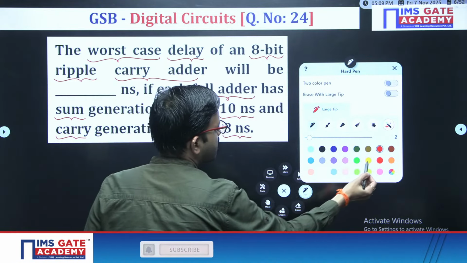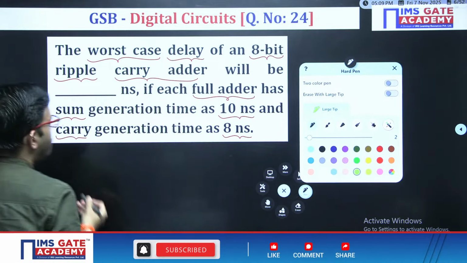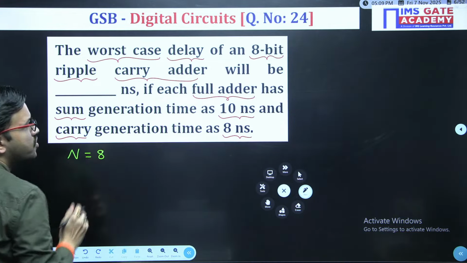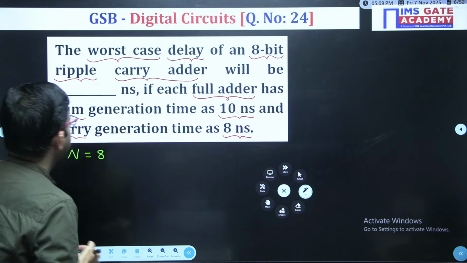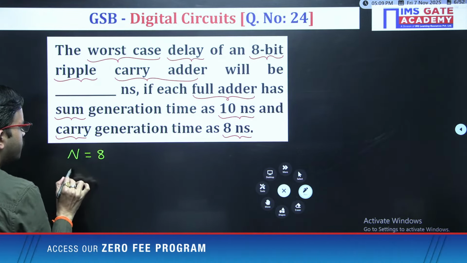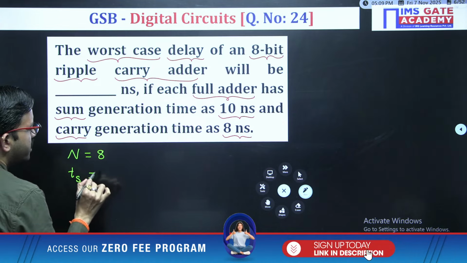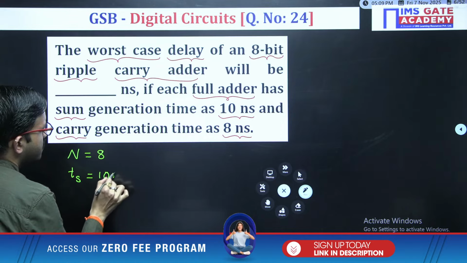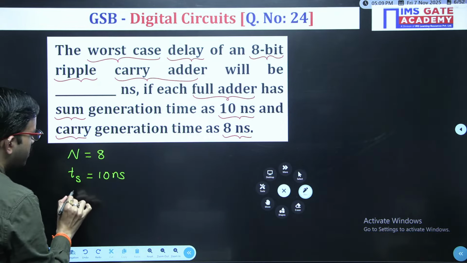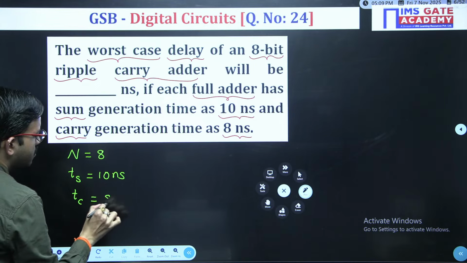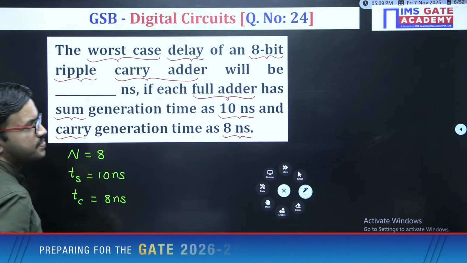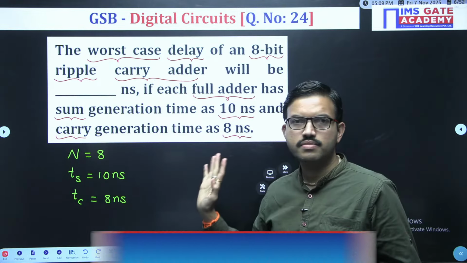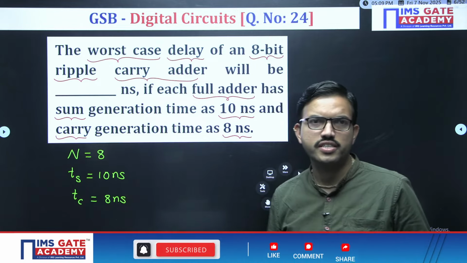So just observe. I'm just writing the data in short. Here the number of bits is 8, which means the number of stages is 8. The sum delay of a full adder is given as 10 nanosecond, and the carry delay is given as 8 nanosecond. This is with respect to a full adder. For every full adder, the delay is the same with respect to sum and carry: sum delay is 10 nanosecond, carry delay is 8 nanosecond.